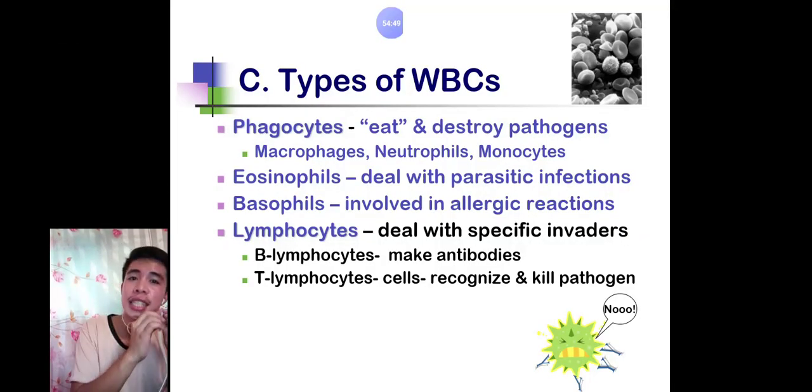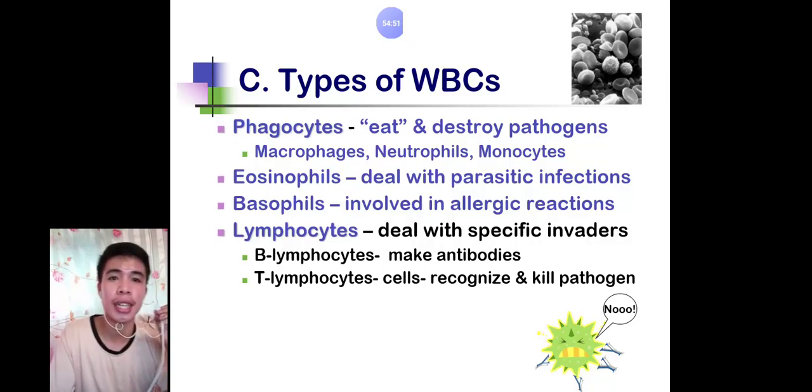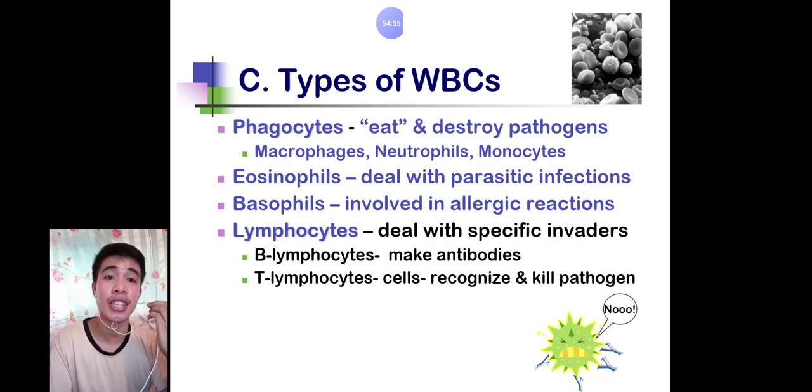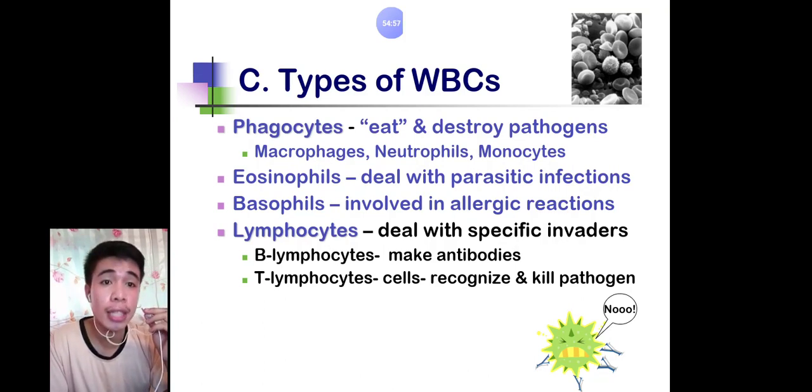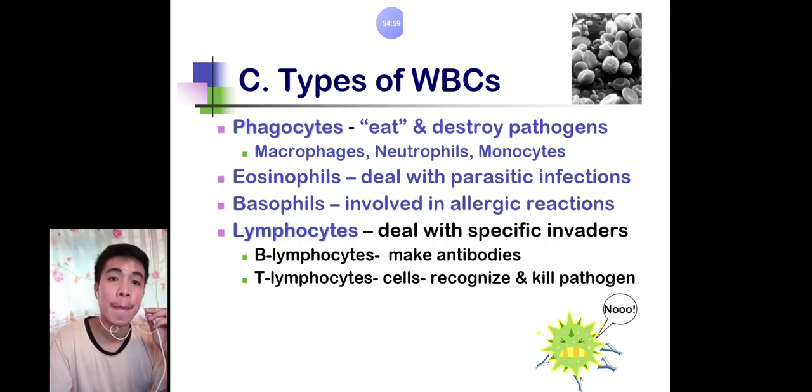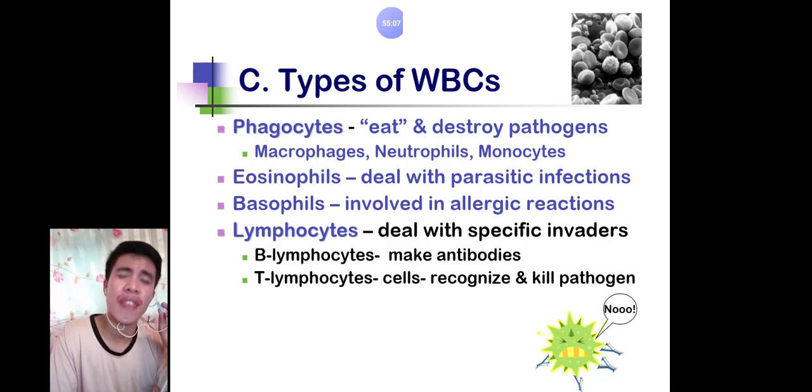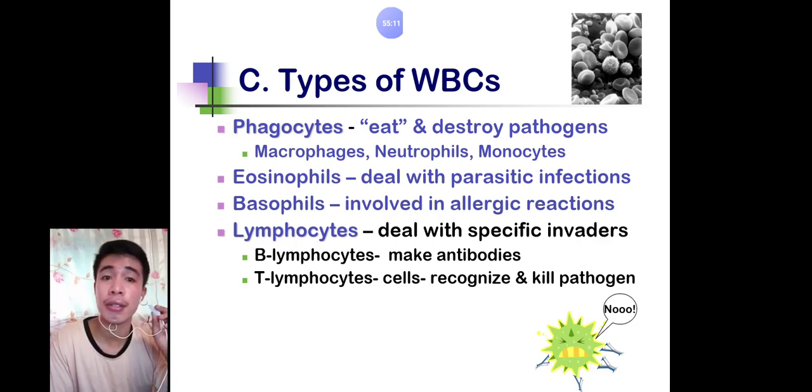So the next is the eosinophil. Eosinophils deal with parasitic infection. Basophils are involved in allergic reactions, and the lymphocytes deal with the specific invaders. The B lymphocytes make antibodies. The white blood cells in the bone marrow provide antibodies to fight the pathogen. And the T lymphocytes recognize and kill the pathogen also.